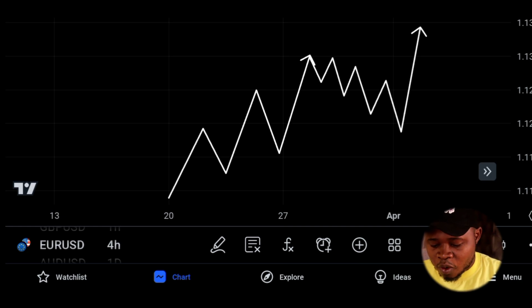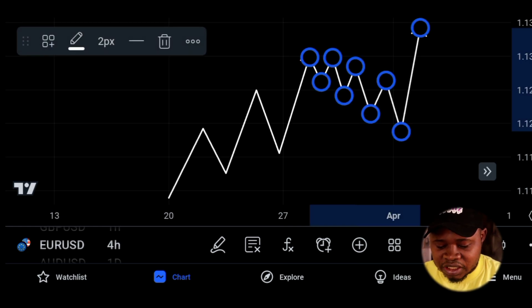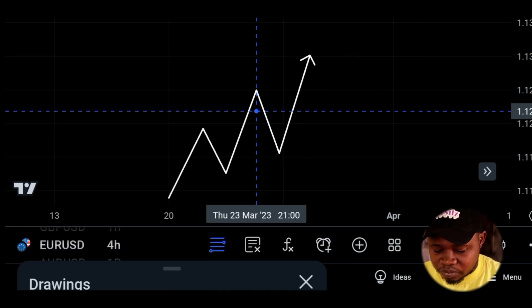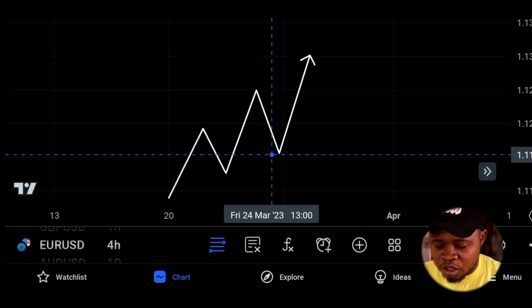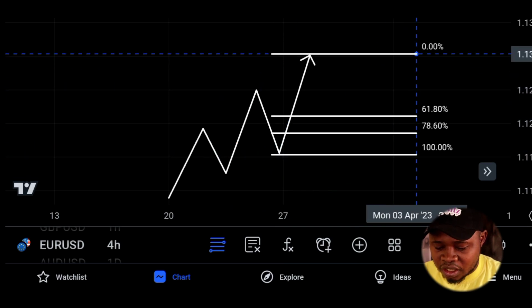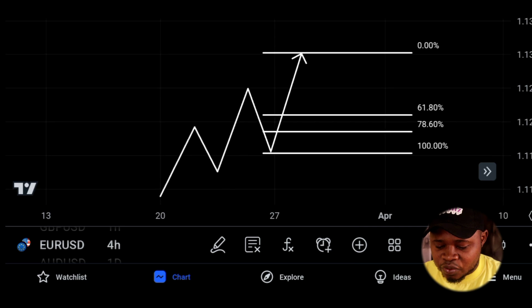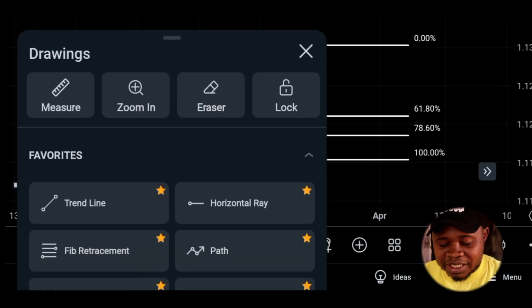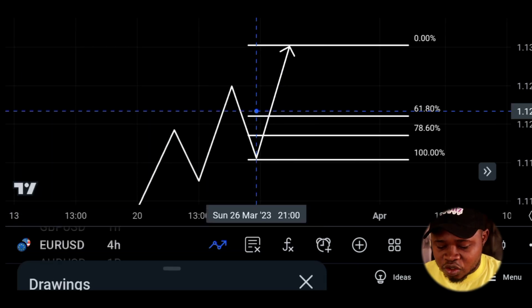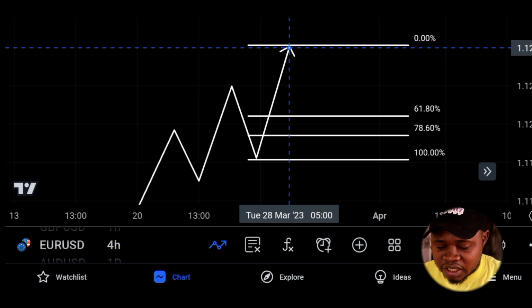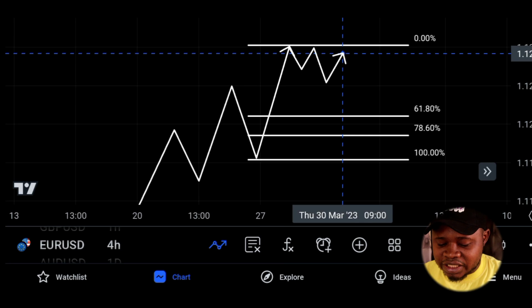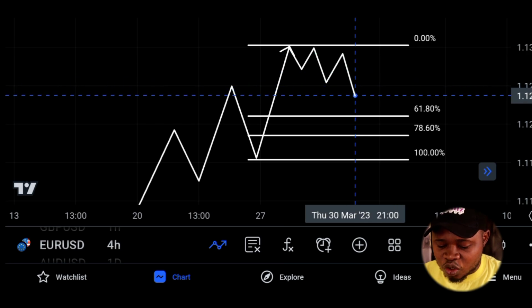When the market is retracing, let me just remove this and plot the Fib tool. You start from the recent low to the recent high this way. Once you've done it, you will see that your zone is 61.8 and 78.6. You can see clearly. Now you wait patiently for the market to pull back. The market will do this, create internal structures. You have to ignore every structure it creates until it taps into your zone.